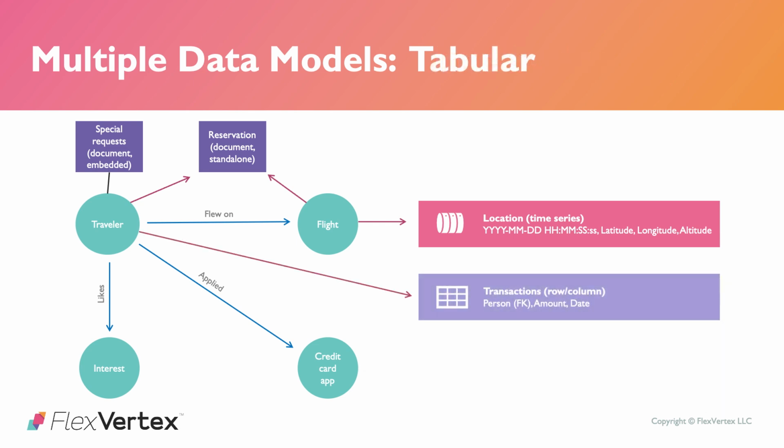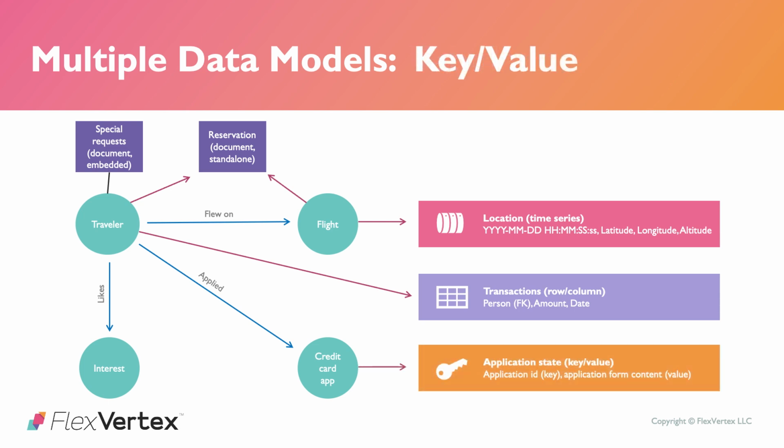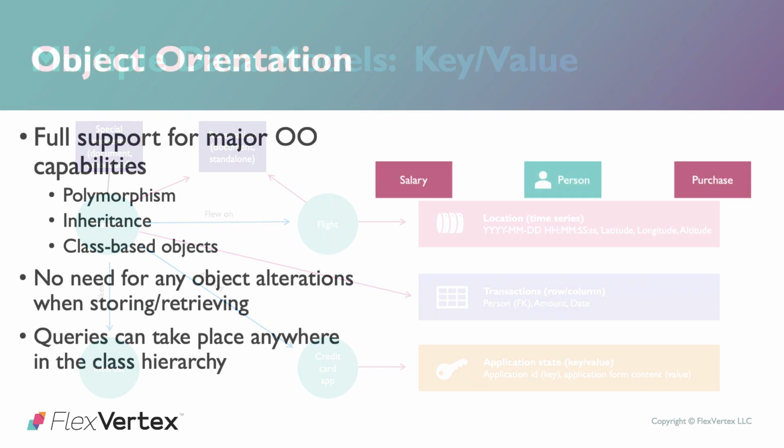The same holds true for more traditional tabular data, in this case financial transactions made by the traveler. And because everything is connected, you can start a far-ranging query across the data multiverse with a single transaction. Finally, we're tracking key value information related to the credit card application we described a few moments ago. Here too, any information stored in the data multiverse can be reached from anywhere else.